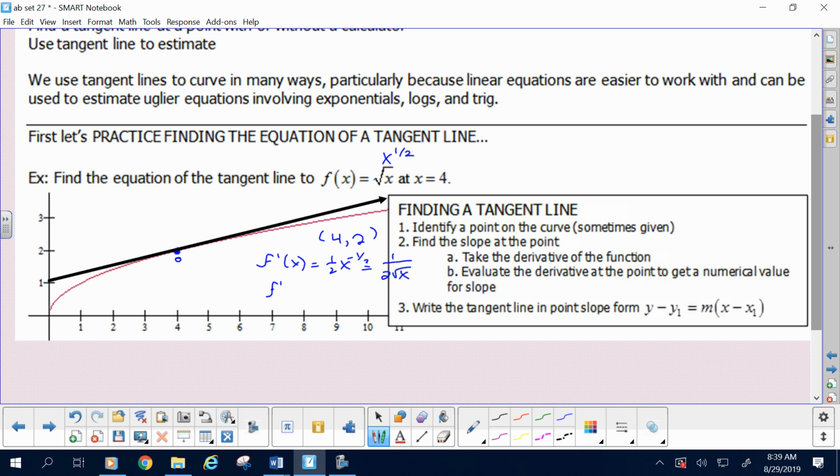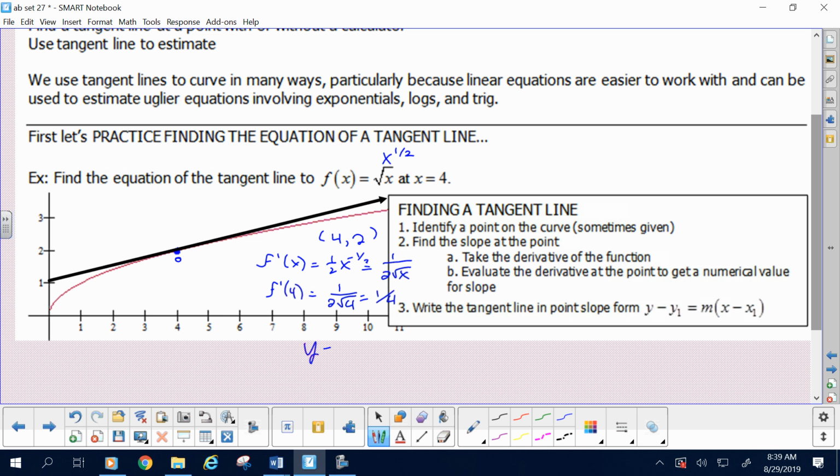F prime at 4 would be to put 4 in for x, and at 4, we see the slope is 1/4. Does that seem to match the picture? Yeah, positive, flattish slope. Cool. All right. Now we're going to write the tangent line in point slope form. So point slope form is y minus y1, where y1 represents the y of the point you're going to.